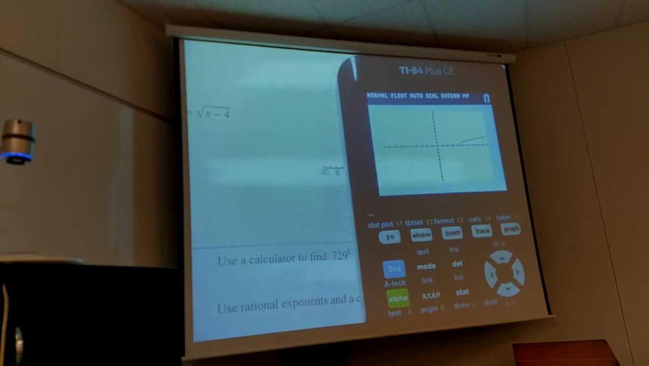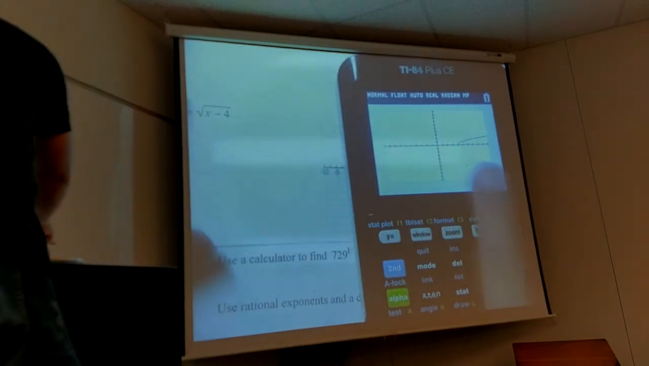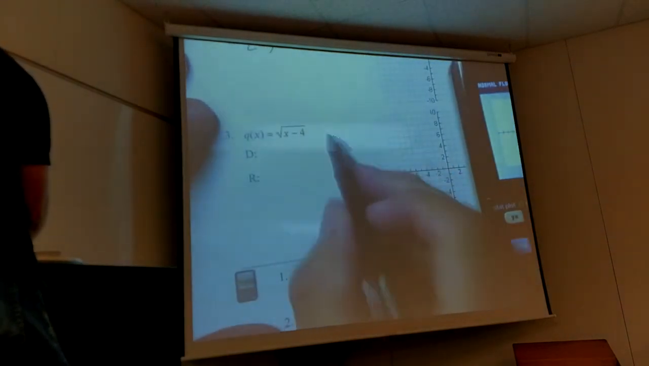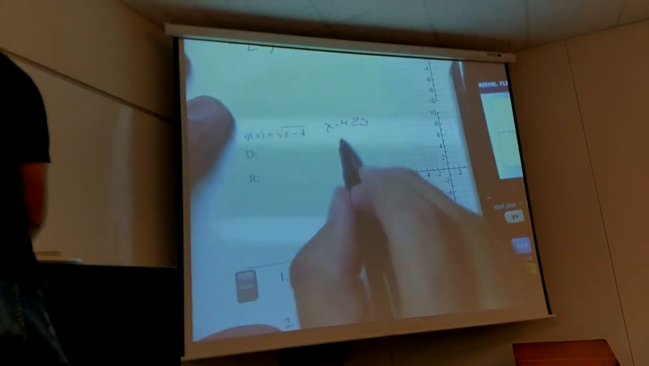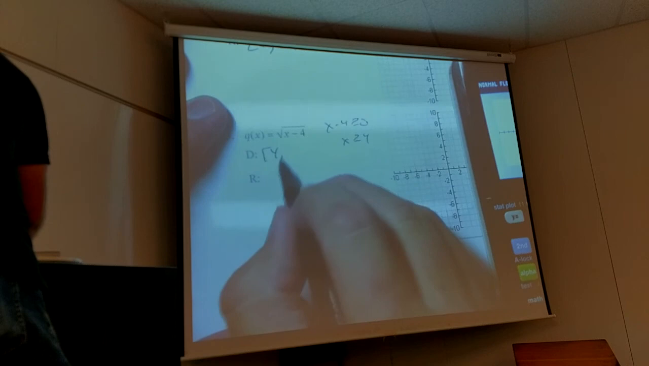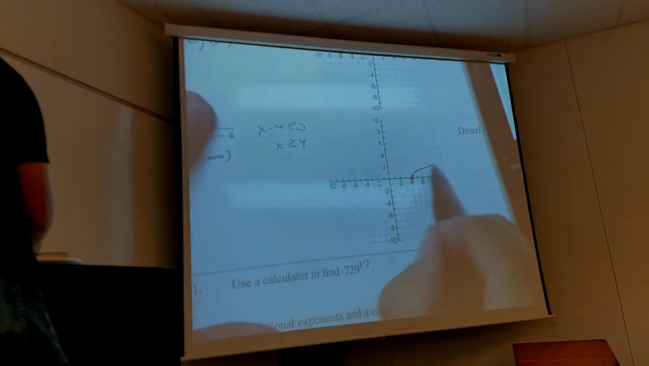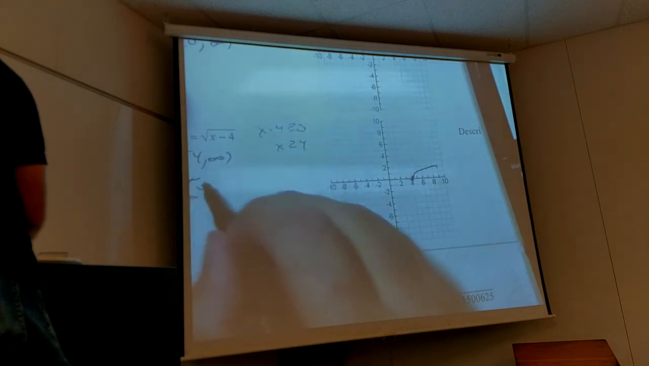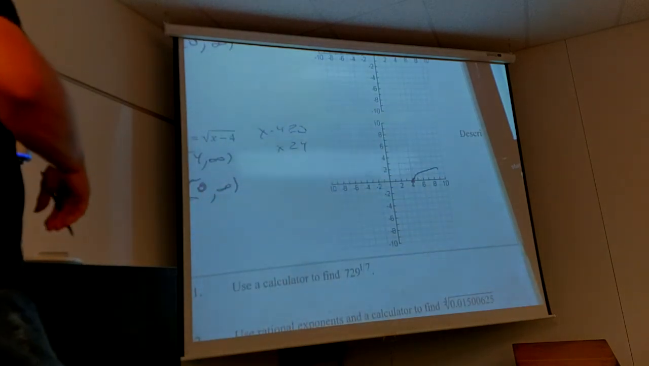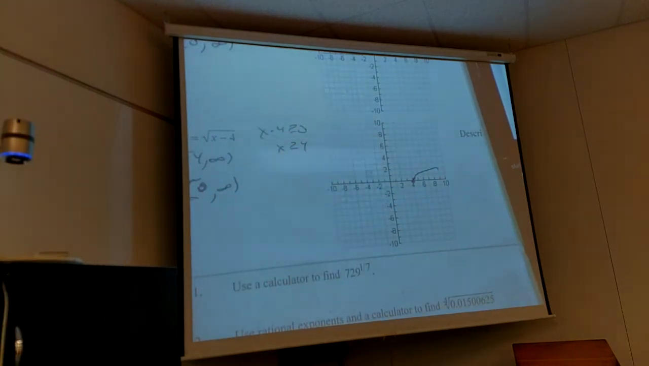What's the domain now? Yeah, we see that on the graph, and of course if we did it algebraically, we get x greater than or equal to 4, which is 4 to infinity. And what's the range? 0 to infinity, inclusive. There you go. Now what about these last 3? I don't know if anybody made it to these yet.